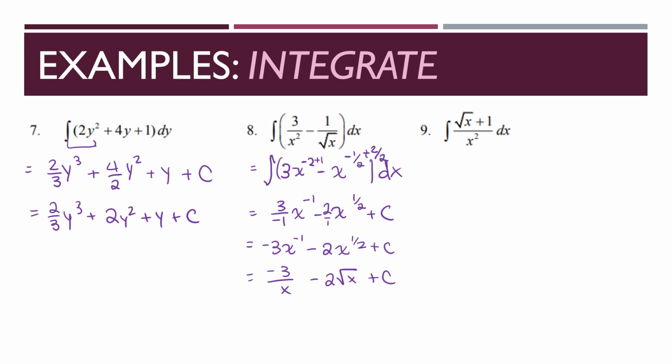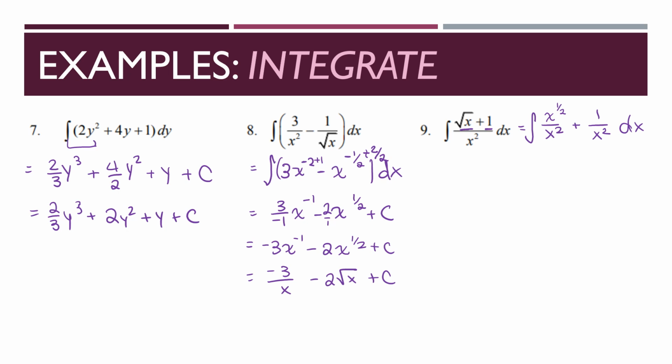Okay, so a similar process here with 9. First thing we're going to do, we're going to break up this fraction. So both the square root of x and the 1 are being divided by x squared. So I can rewrite it as the square root of x over x squared plus 1 over x squared dx. I can also rewrite that square root as a fractional exponent. So we're going to write it x to the 1/2.